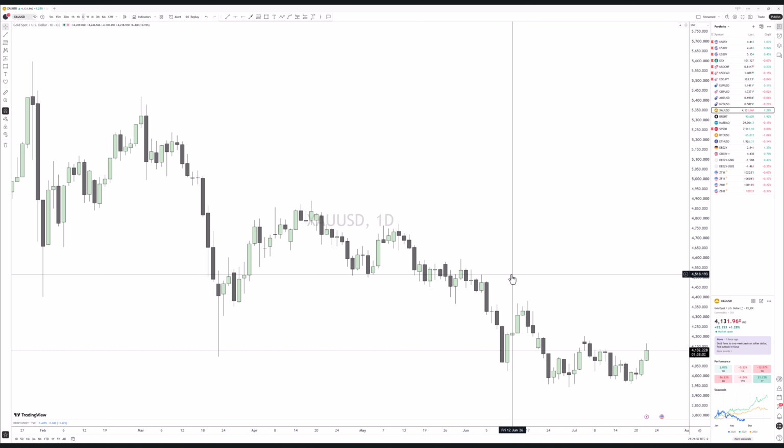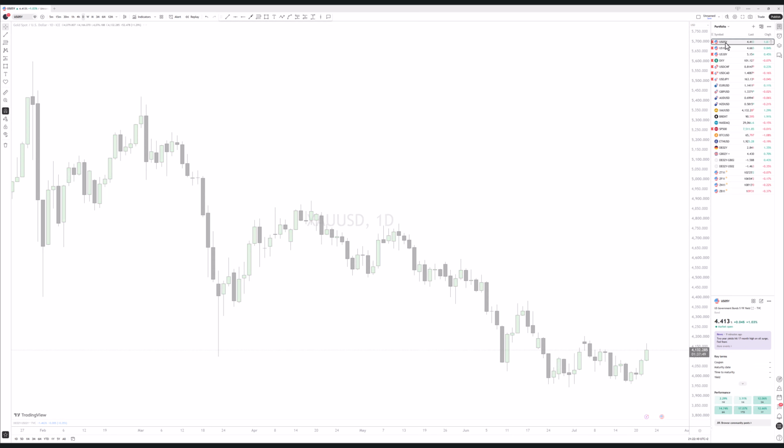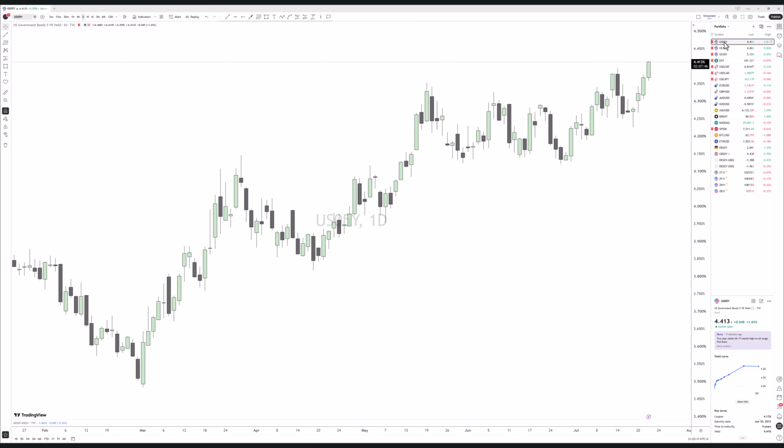So we can see gold is rallying, and the Treasury yields, you can see the top three on my portfolio, the 5-year, 10-year, and the 30-year, are also rallying, right? And if you have studied intermarket relationships, you know that these two assets don't normally move in the same direction. So the question is, why is gold going up if Treasury yields are also going up? That's what we're going to look into today.